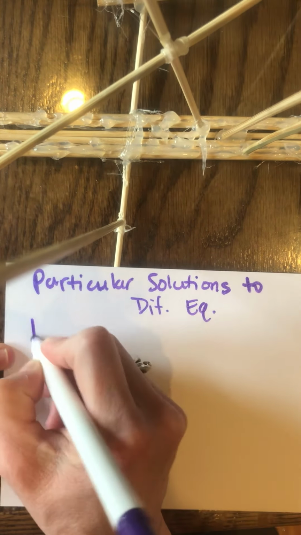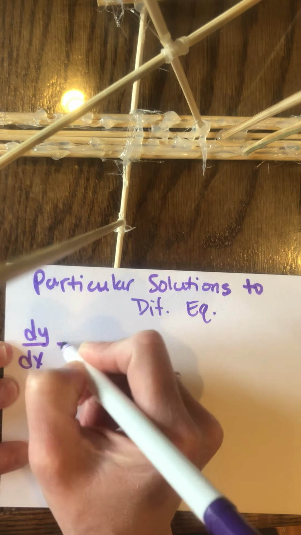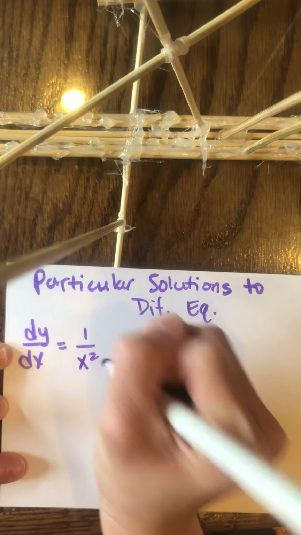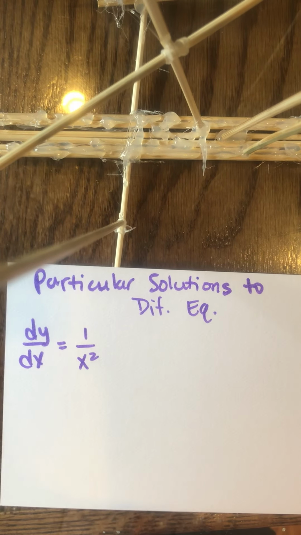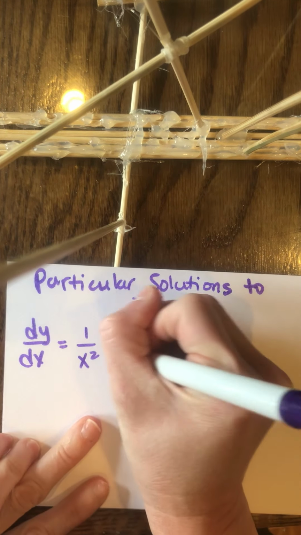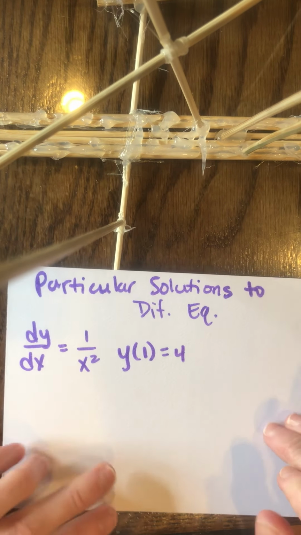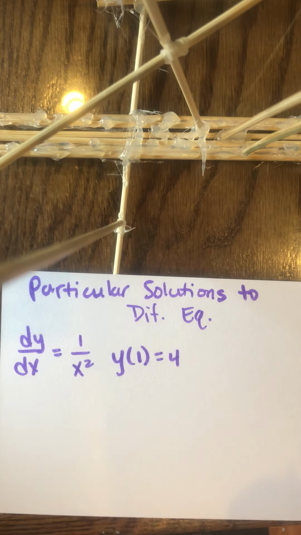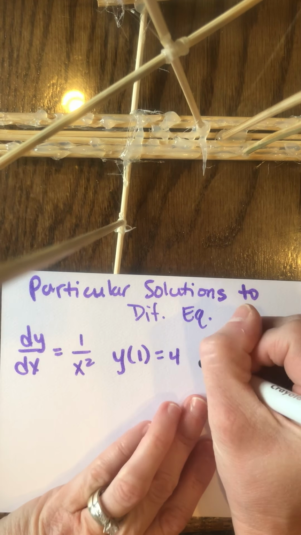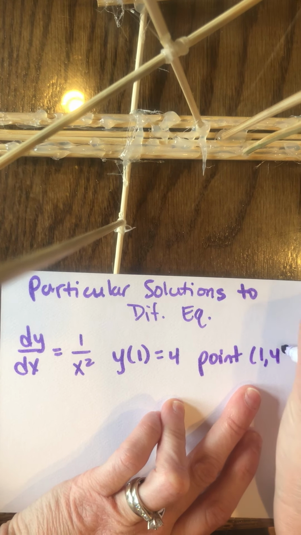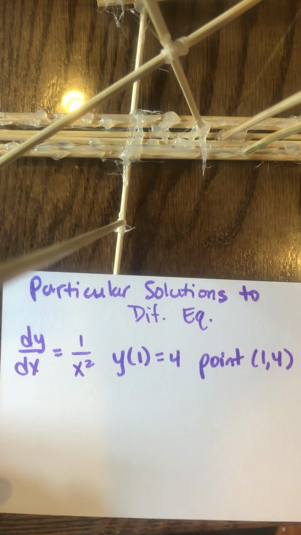Let's consider the differential equation dy/dx equals 1 over x squared. And the initial condition, or the additional piece of information that they are giving us in this case, is that y of 1 equals 4. That's telling us that the particular antiderivative that we are looking for must pass through the coordinates (1, 4). And we'll be able to use that piece of information to assist us.